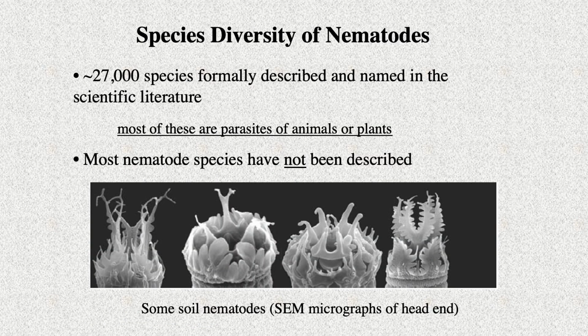So how many species of nematodes are there? 27,000 species have been described by scientists, and most of these are parasites of animals or plants because we want to know more about what is causing damage to our crops and to our animals, both companion animals and production animals. But most species of nematodes have never been described, and we find them all the time in the samples that we take. For example, this photograph shows the head ends of some nematodes that we study in my lab. And species in this group can be found in soils everywhere, including right here in Davis.